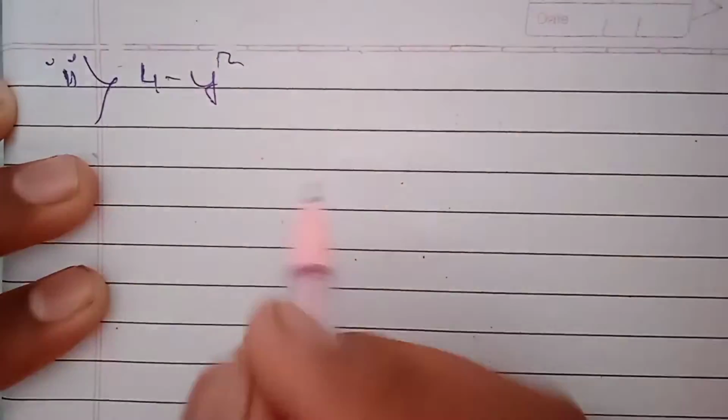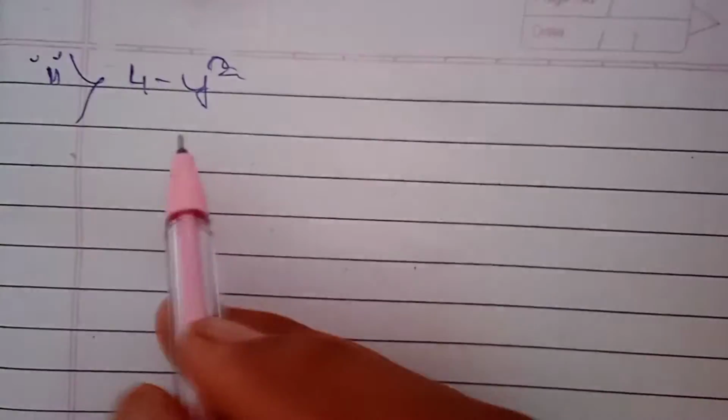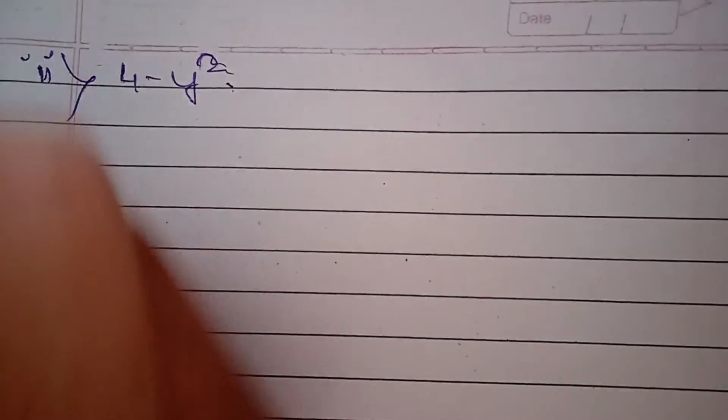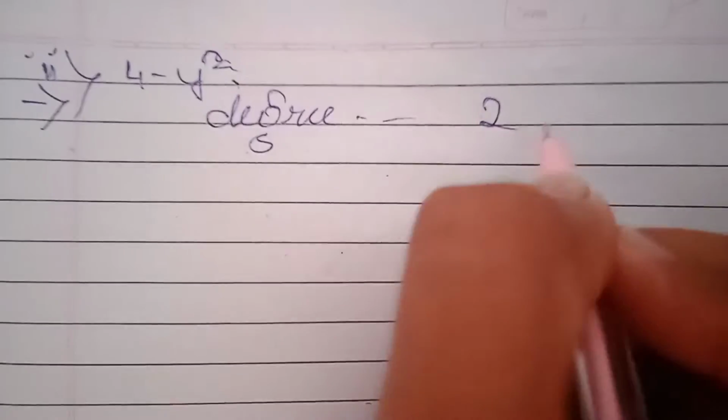The second part, they gave that 4 minus 5 square. This is simple friends, 4 minus 5 square. There is only one degree we can see here, that is 2. Write it as the degree of the polynomial is 2.